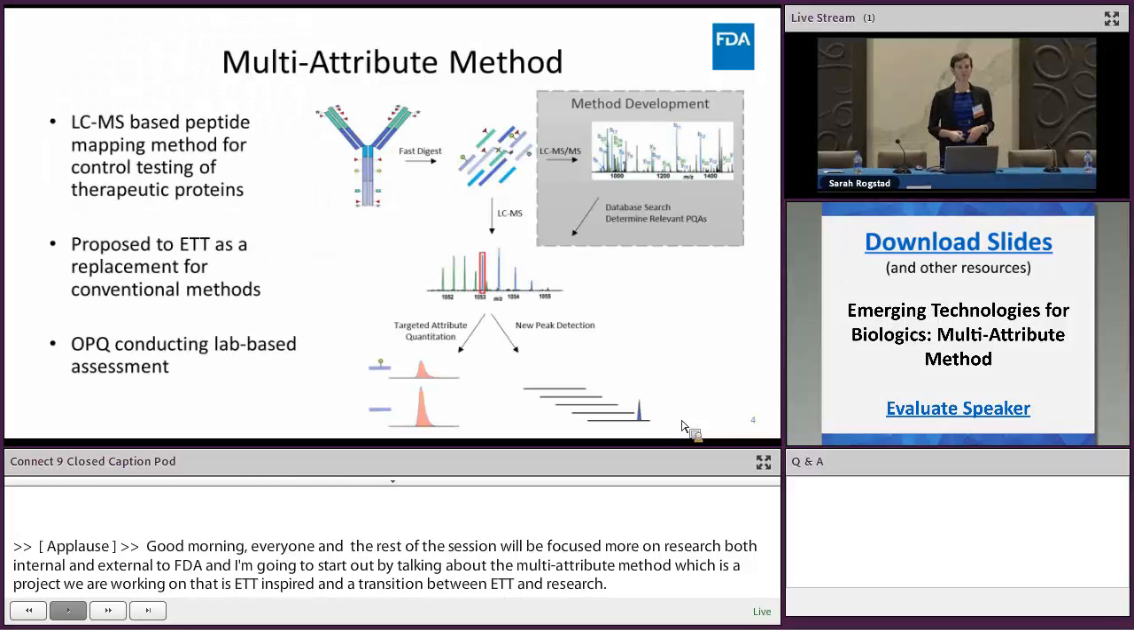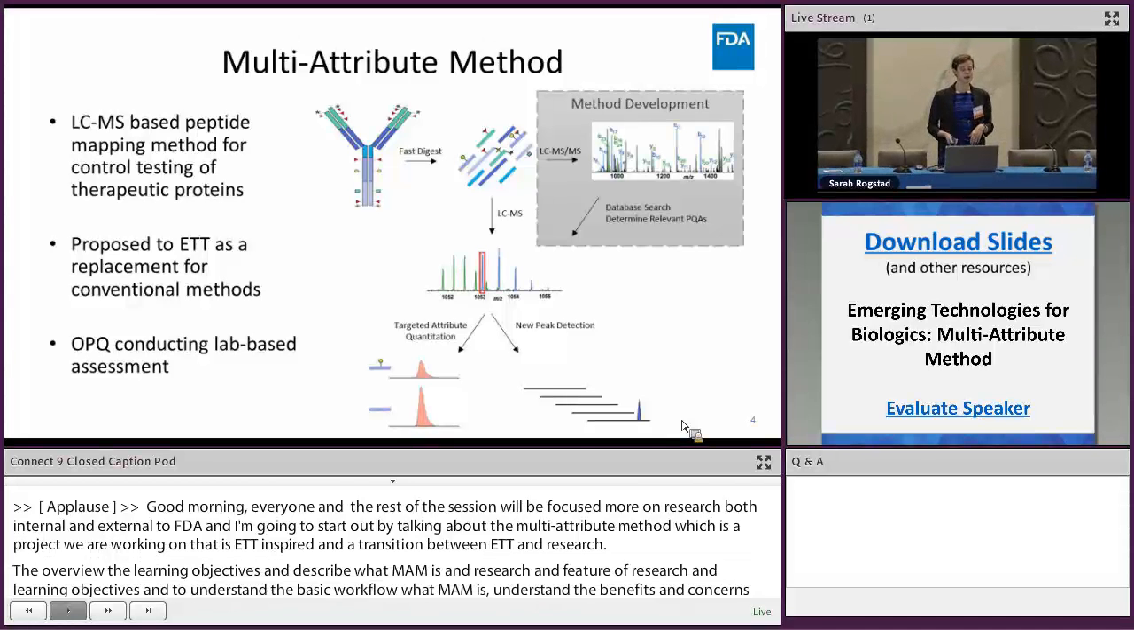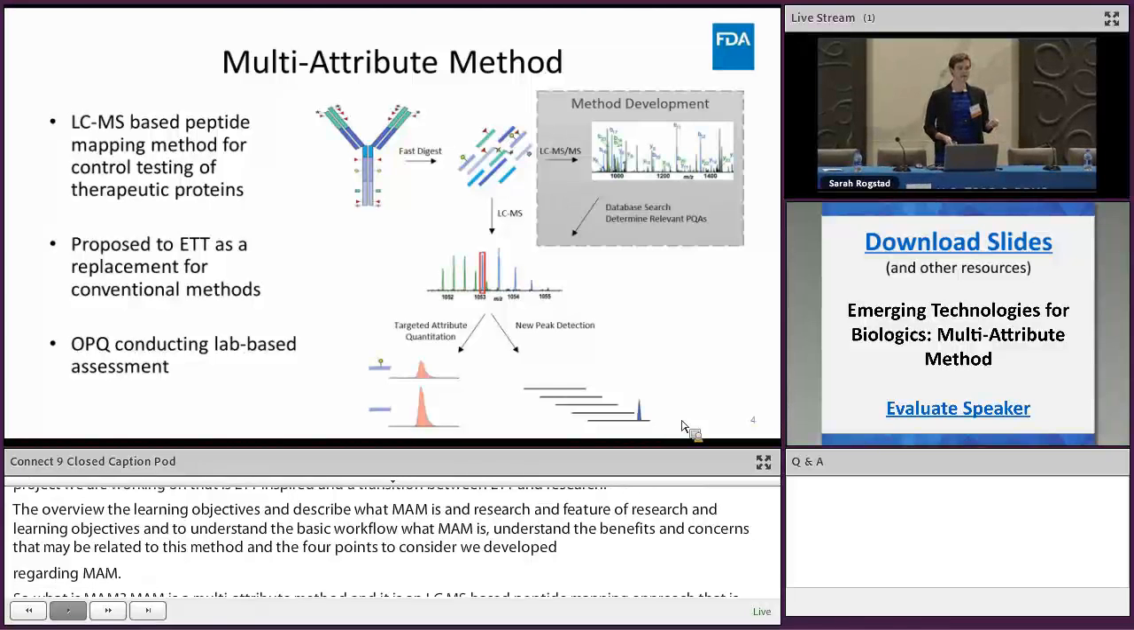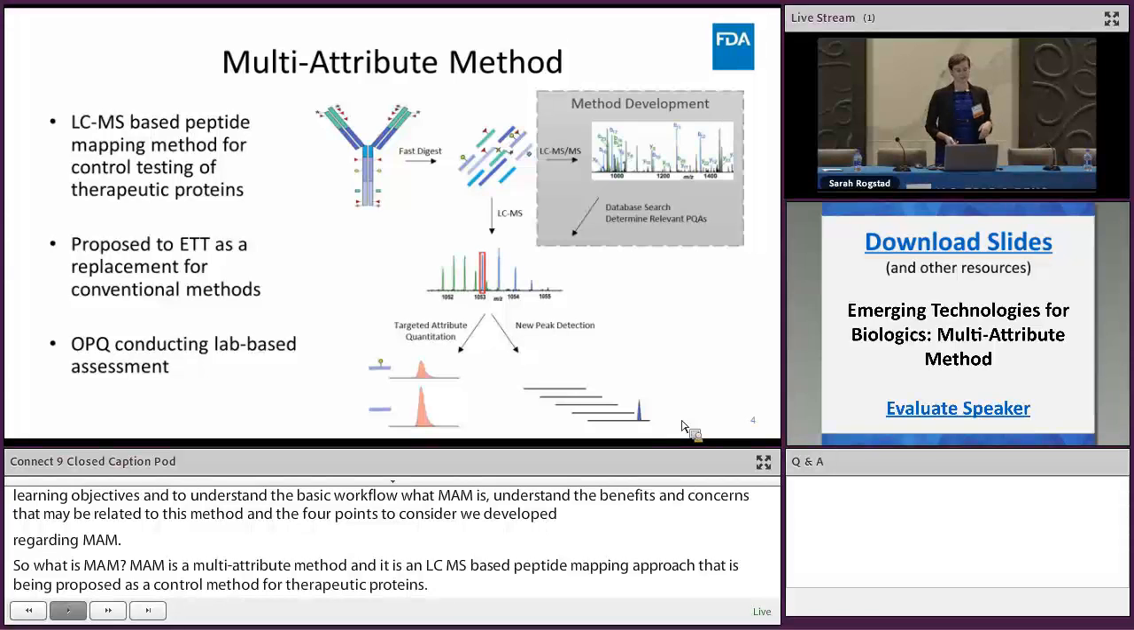So, what is MAM? MAM is the multi-attribute method, and it is an LC-MS-based peptide mapping approach that's being proposed as a control method for therapeutic proteins. So it's been proposed to ETT by a few different groups as a replacement for conventional QC methods. And this has inspired us to do an OPQ lab-based research assessment.